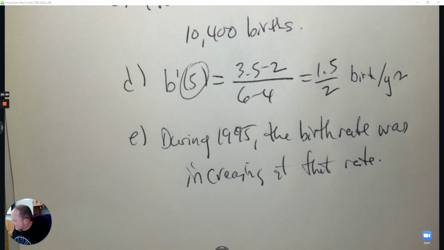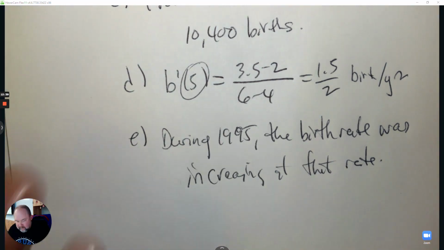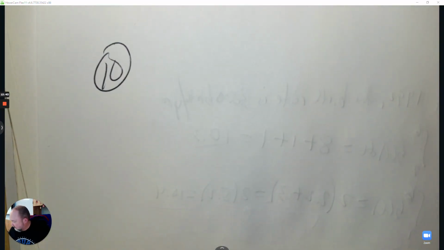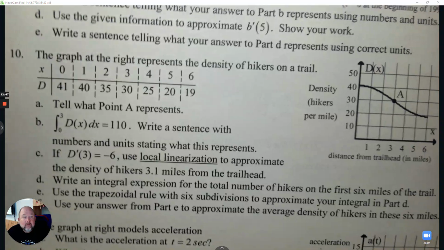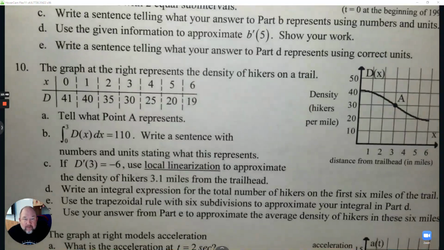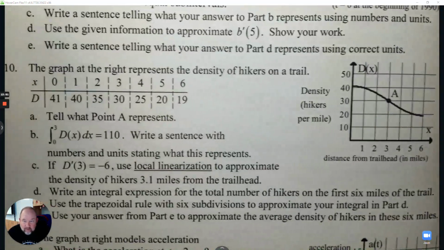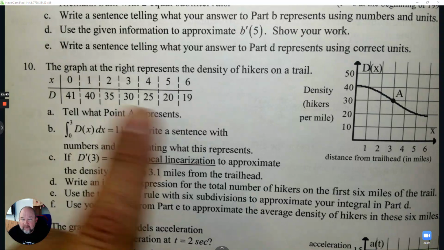Number 10. Two left. Let's see if we can do this again. The graph at the right represents the density of hikers on a trail. So here you have a table.